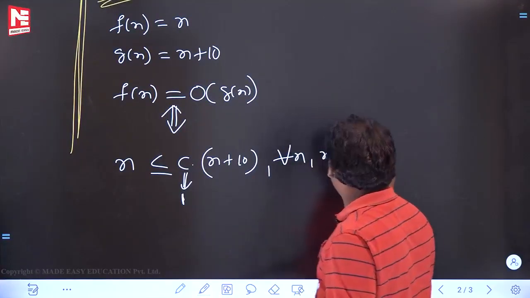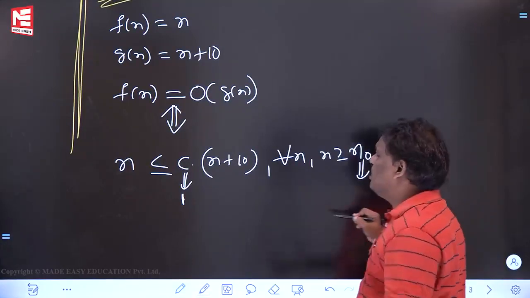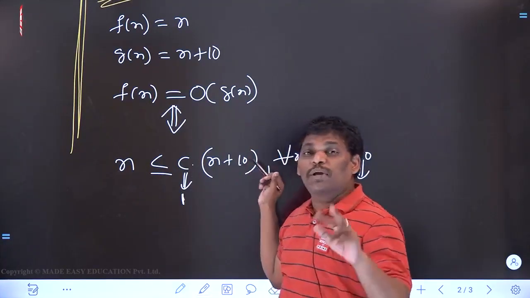For all n where n is greater than or equal to n0. What is the minimum n0? n0 is nothing but the starting n value. Can I take n value 1? The minimum n0 is going to be 1.